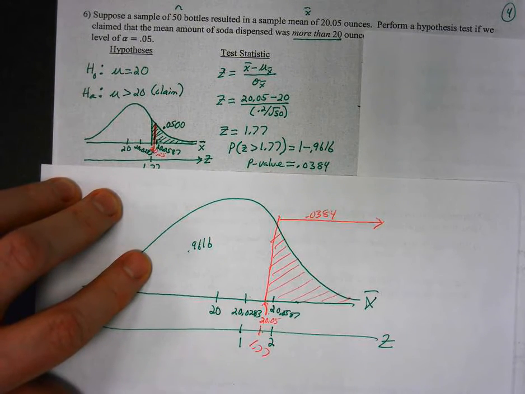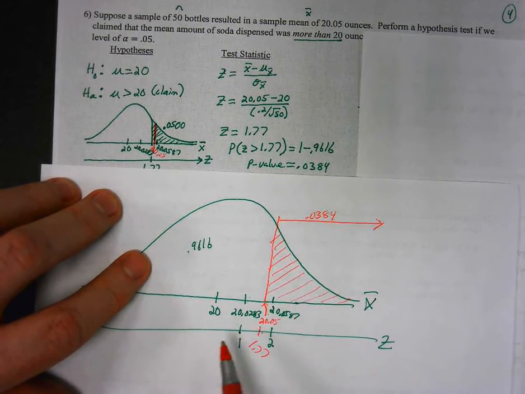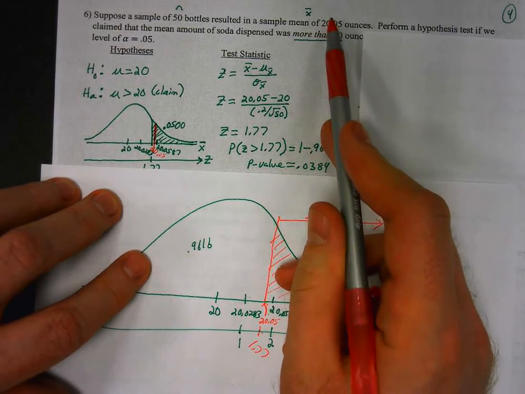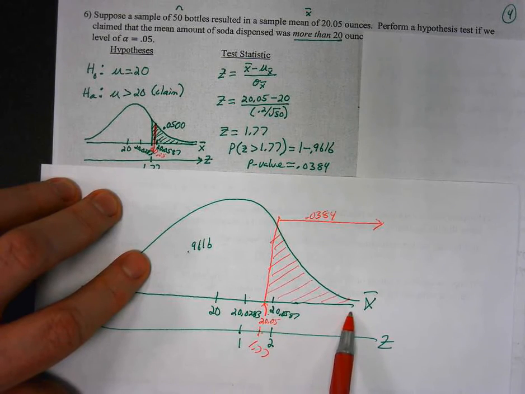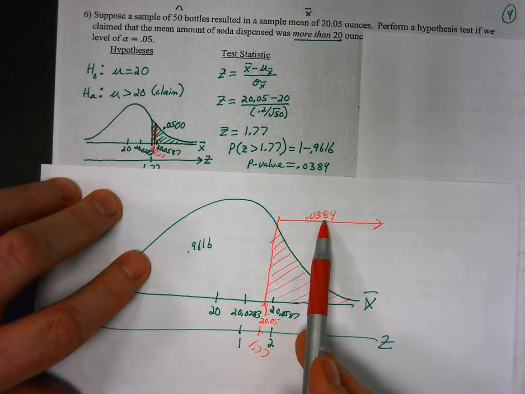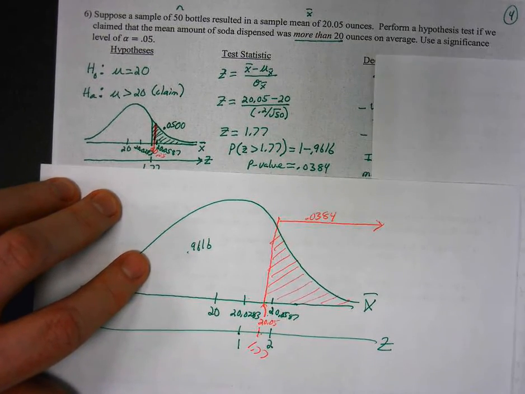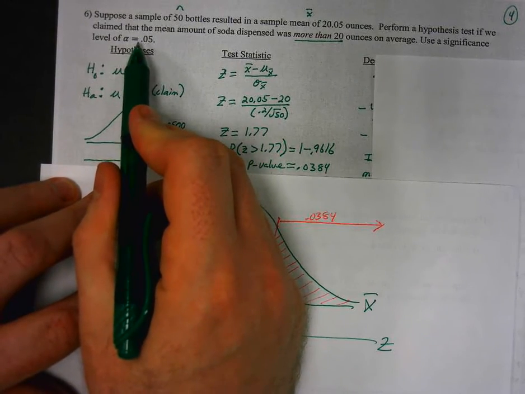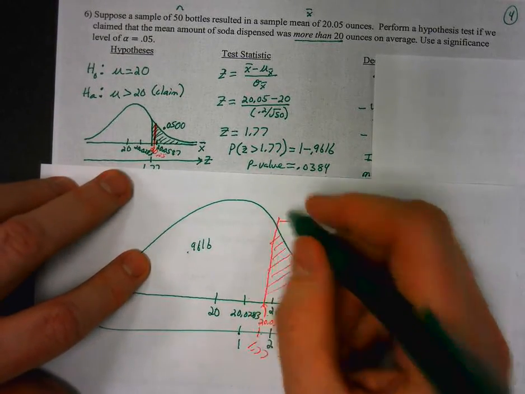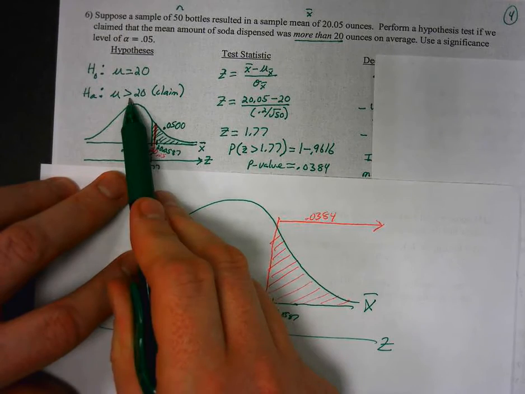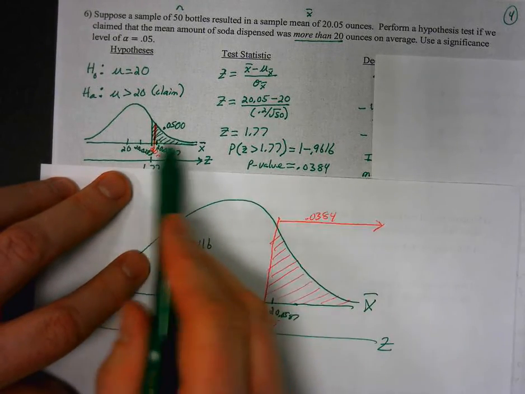What that represents is the probability of getting a sample mean as extreme or more extreme than 20.05 in this distribution. Getting a value more than 20.05 for x bar has a probability of 0.0384, about a 3.84% chance. Now, is that significant or not? Now we go back and look at alpha. Alpha is 0.05, and we're looking at being greater than 20, so 0.05 is out to the right here.